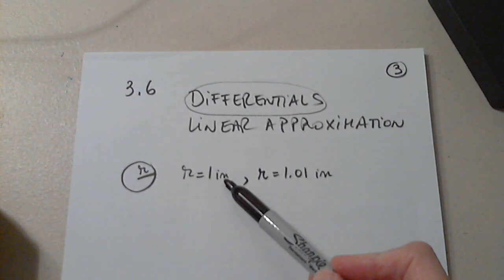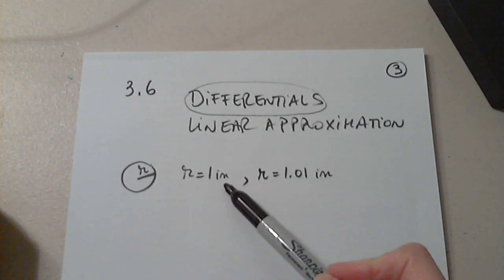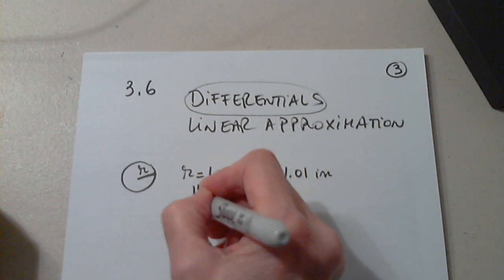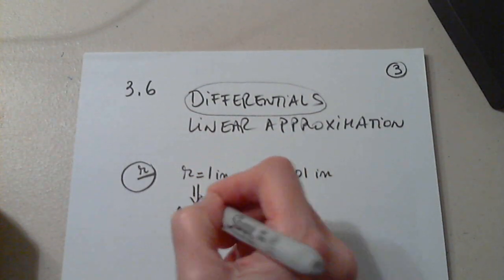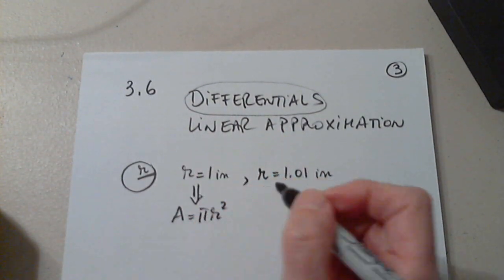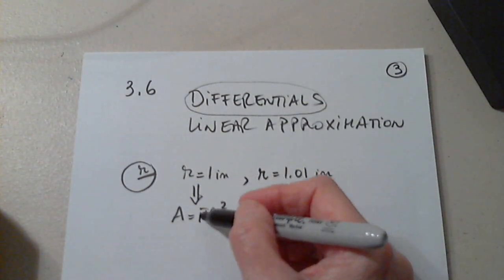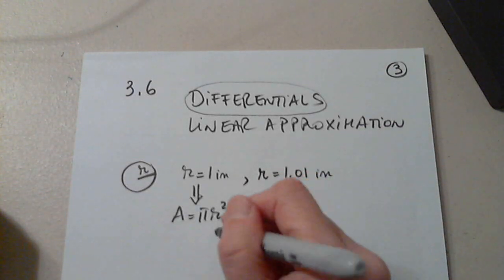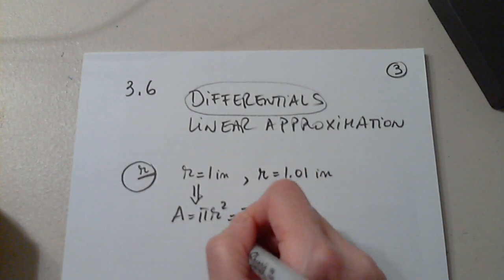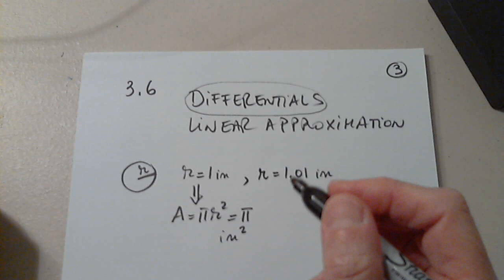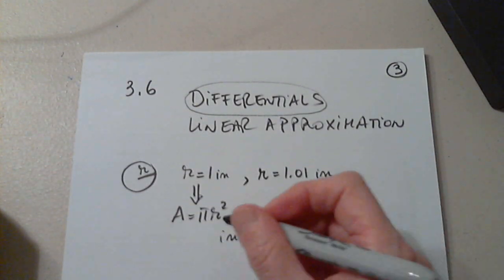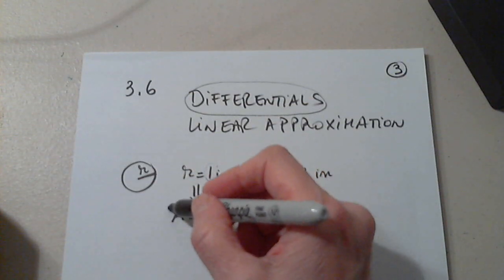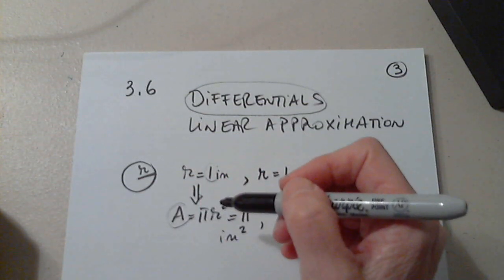Now, because the radius is 1 inch, the area was supposed to be pi r squared. R squared is 1, so the area was supposed to be pi. This was supposed to be, of course, inches squared. But it's not. Why is it not? Because there is an error in the radius, there will be an error in the area.